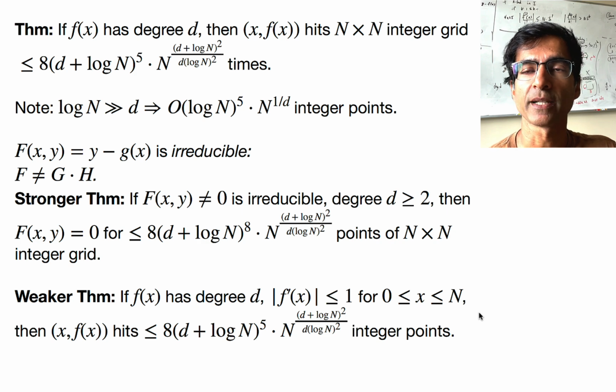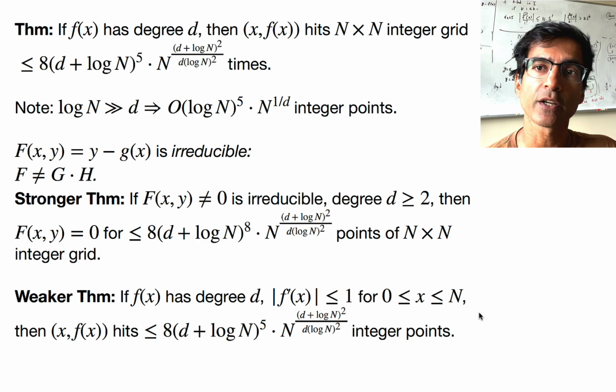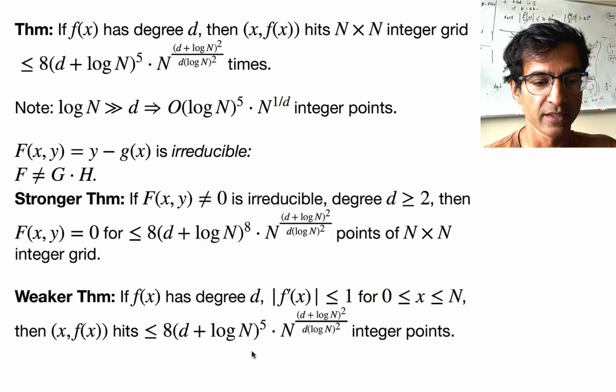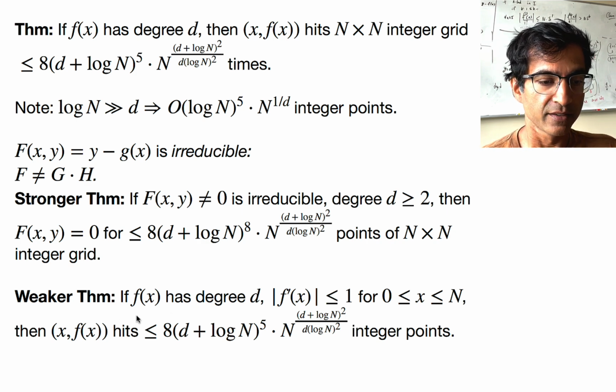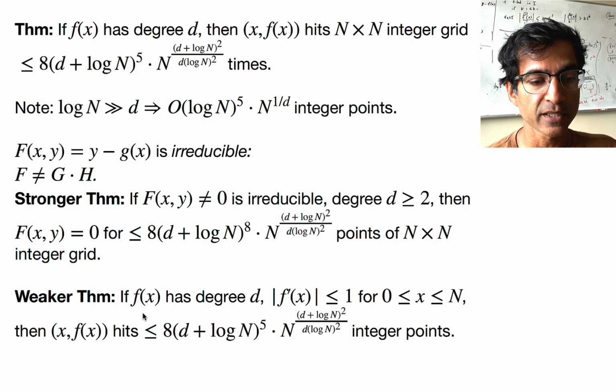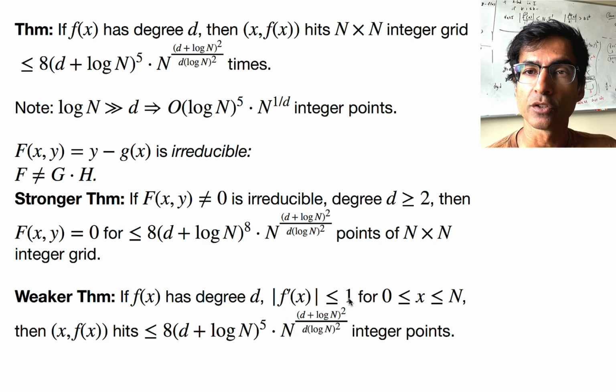So that's where I'll focus my attention for most of the video, and then I'll return to proving the stronger theorem at the end. So what is a weaker theorem that I'll prove? I'll add an assumption which is necessary for the key ideas of the proof. So suppose I have a polynomial f of x of degree d, and I know that the derivative of f of x in the range x between 0 and n is bounded. Okay, so the magnitude of the derivative is bounded by 1.